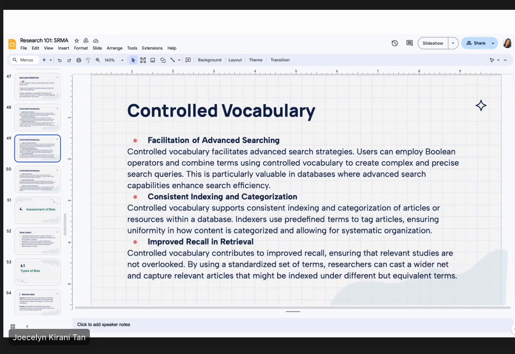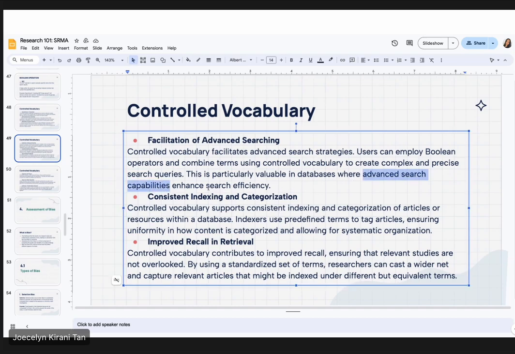Okay, facilitation of advanced searching. Controlled vocabulary facilitates advanced search strategies. Users can employ Boolean operators, like what we went through, the AND, OR, and NOT, and combine terms using controlled vocabulary to create complex and precise search queries. This is particularly valuable in databases where advanced search capabilities enhance search efficiency. So again, using your Boolean operators and your controlled vocabulary, you get more advanced search capability and you get search efficiency.